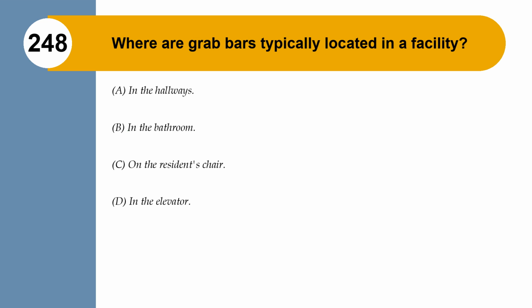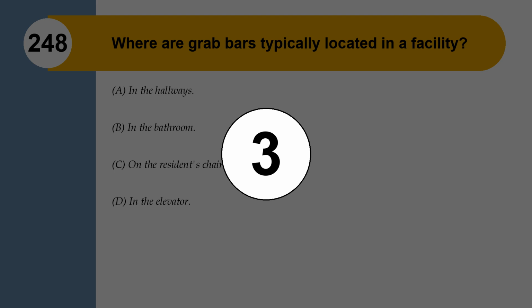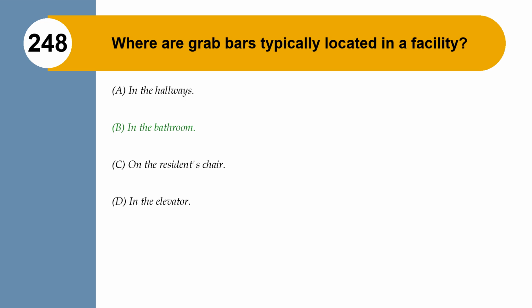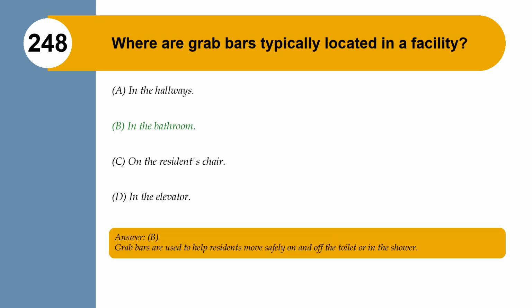Question 248. Where are grab bars typically located in a facility? Option A, in the hallways. Option B, in the bathroom. Option C, on the resident's chair. Option D, in the elevator. The correct answer is option B, in the bathroom. Explanation. Grab bars are used to help residents move safely on and off the toilet or in the shower.